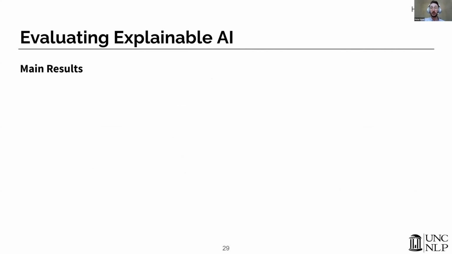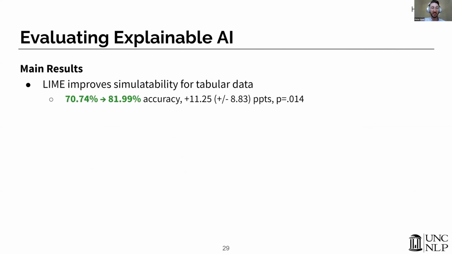Okay, so I'll talk through some main results and the main conclusions for which of these explanation tools helps people form better mental models of the systems. The first main result is that LIME really did improve simulatability for tabular data, with quite a large effect size, a little over 11 points. Going from people predicting 70% of the time what the model would do, to 82% of the time. And that's across both kinds of simulation tests.